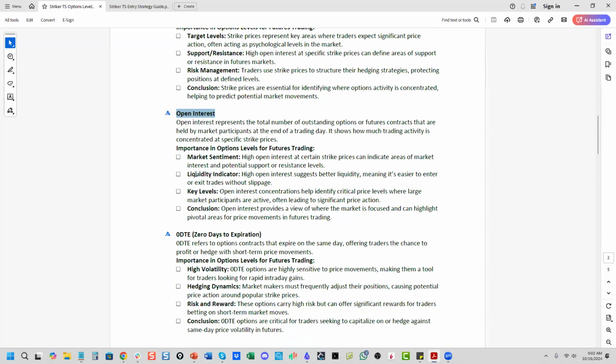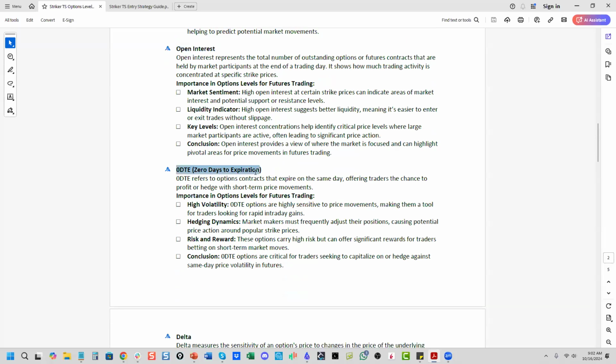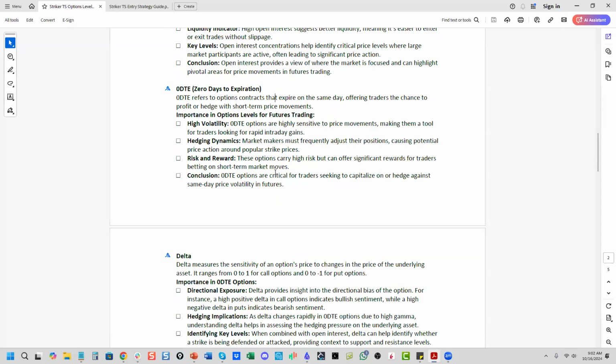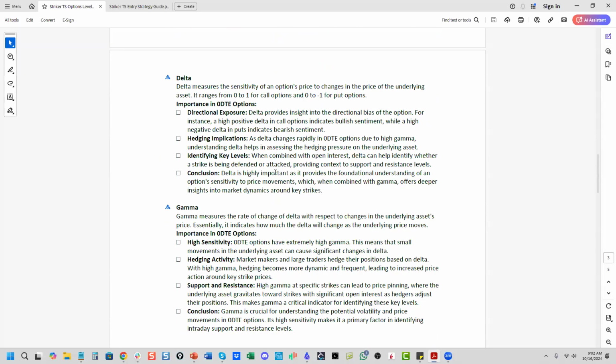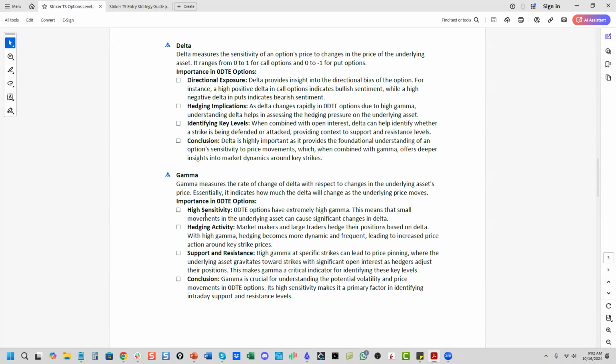Then you go into zero DTE. We just talked about that. And these are the two things I want you to understand. I'm not going to put an emphasis on delta. Delta in here is fine if you want to add a level to it later, but the big one here is gamma. Gamma measures the rate of change of delta with respect to changes in the underlying asset. Essentially, it indicates how much delta will change as the underlying price moves.